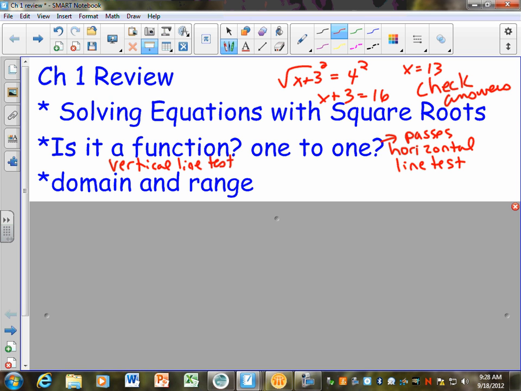Well, it also passes the vertical line test. If you look back in our notes, it's a function that passes both the vertical and horizontal line tests. I should put "also" here. None of the x's repeat themselves, none of the y's repeat themselves. That would be something you have to say there.